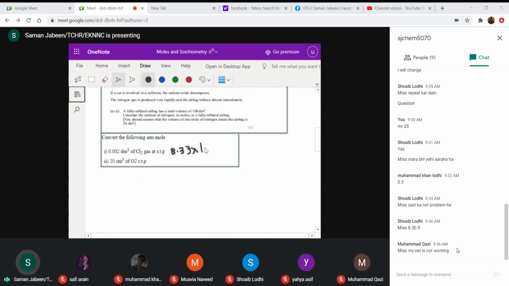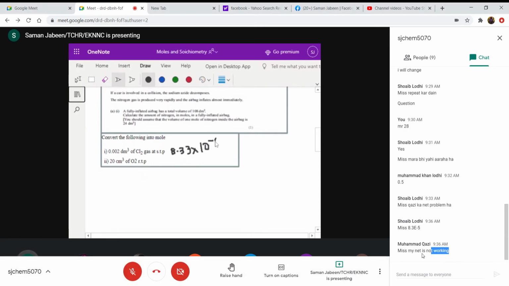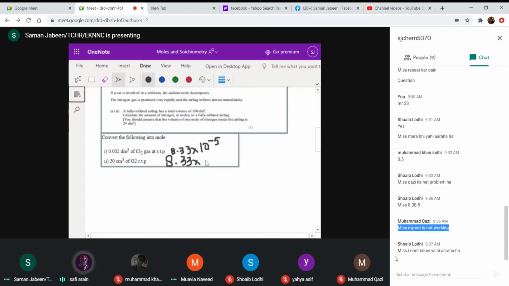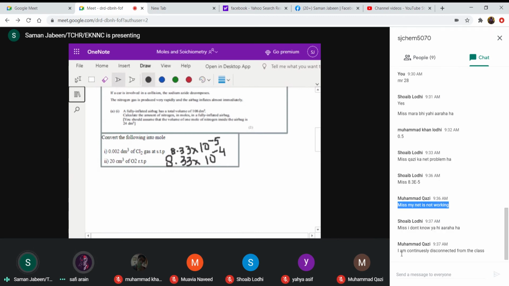8.3 into 10 to the power minus 5. And it is 8.33. Miss, we only divided by 24, of course, because dm cube is there. And if it is cm cube, then 24,000. Miss, 8.33333, or then it will be a dot on the 3. Yes, because it is occurring again and again, we put a dot on the 3. 8.33, that's it.